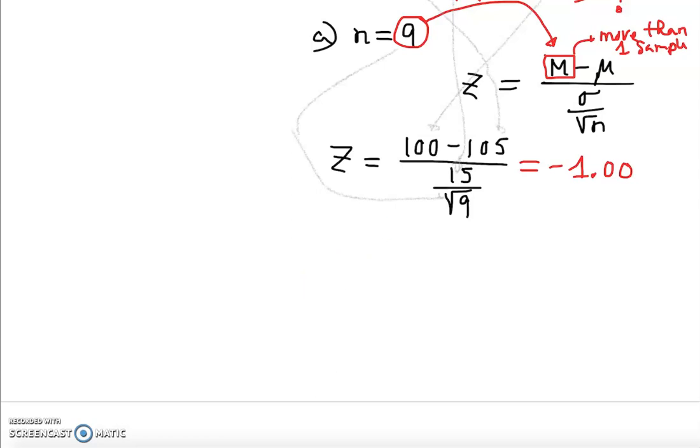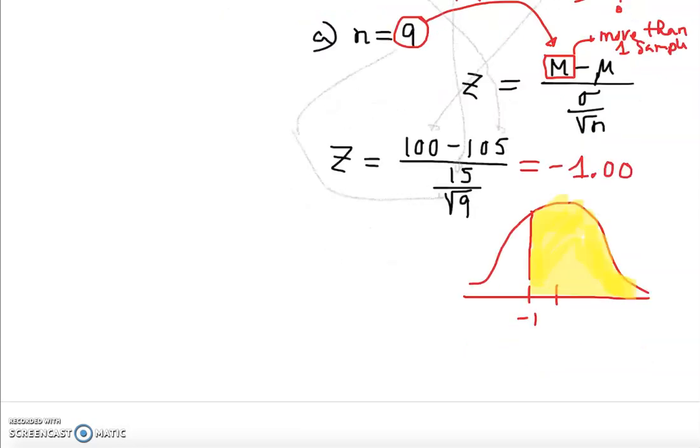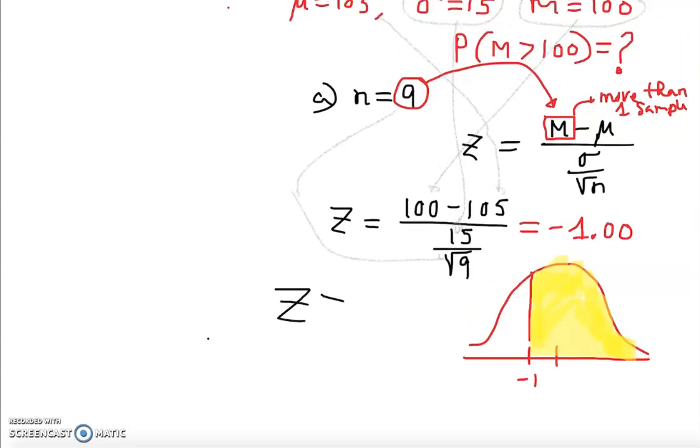Now I want to show you the normal curve. There is a reason why I'm doing this. So -1 should be here, and you're looking for the area to the right. I want to make sure we understand that we're looking for the area to the right. Remember, you're looking for z greater than. So our probability comes off like that: the probability is z greater than negative 1.00. That's what we're looking for.